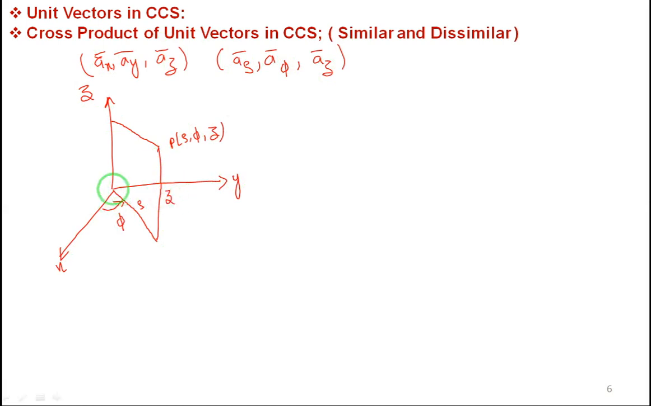Right? If this is the origin, from the origin I will move through the rho distance, which is making angle phi with respect to the x-axis, and I will go towards z. So I will get point P (rho, phi, z). Then here, how to identify the unit vectors, I will tell you.